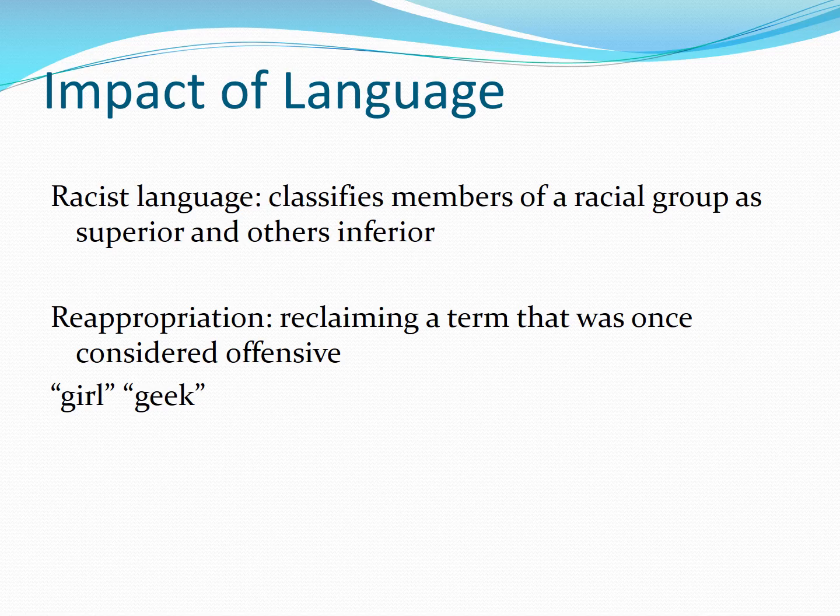Not all language that might have racist overtones is deliberate. For example, connotations of words may favor whites over people of color, and it provides an example of that on page 152.